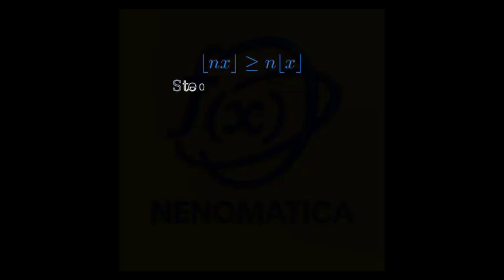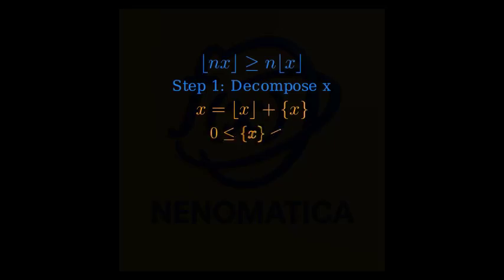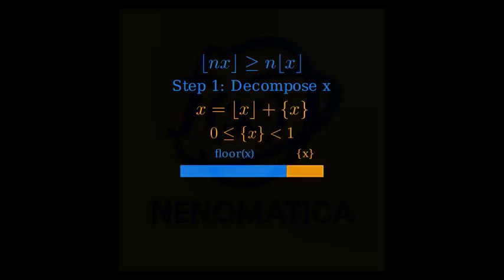Step 1. We use the basic decomposition x equals floor of x plus the fractional part of x. The fractional part, written as curly brace x, always lies between 0 inclusive and 1 exclusive. Here is a simple bar model to visualize this decomposition. The blue length is the integer part, and the orange length is the fractional part.